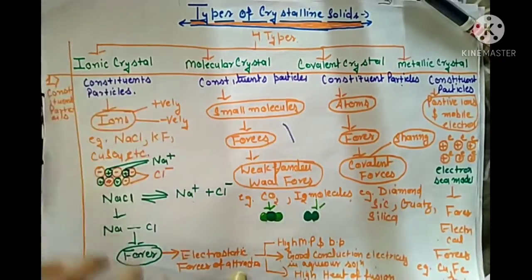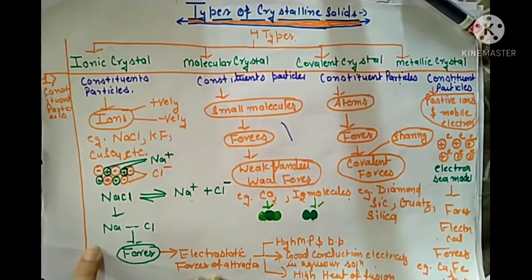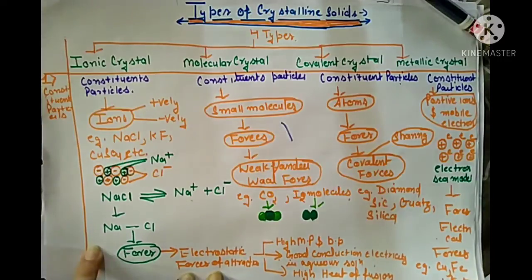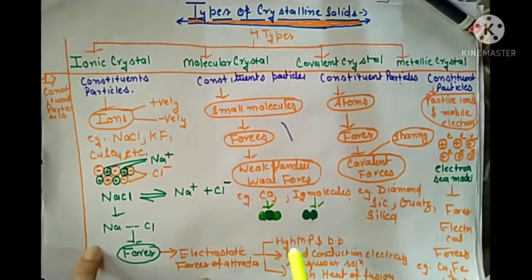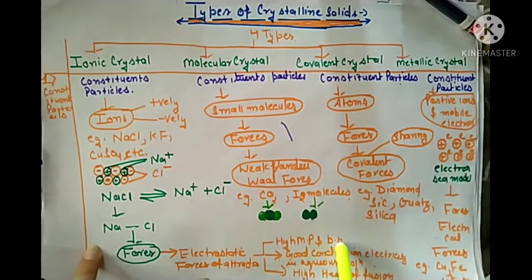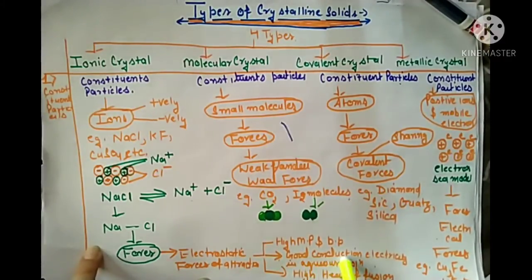electrostatic forces of attraction. That is, forces between the oppositely charged ions are the electrostatic forces of attraction. Due to electrostatic forces of attraction, they have high melting and boiling point. They are good conductors of electricity in aqueous solution and have high heat of fusion.